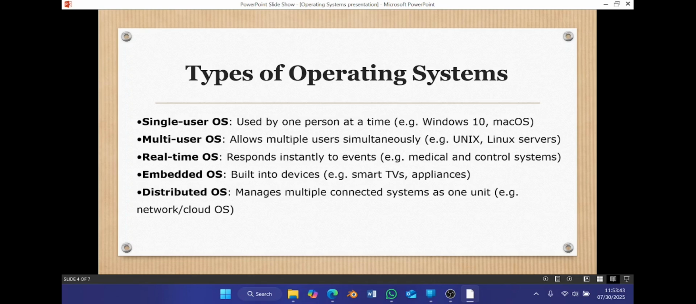Then next on my list is real-time operating systems. These are operating systems that respond instantly to events when given to them, e.g. medical and control systems. Then next is embedded operating systems. These are operating systems built into devices, e.g. smart TVs, appliances, etc. Then there are also distributed operating systems. These work in distributed environments. They manage multiple connected systems as one unit, e.g. network or cloud operating systems.